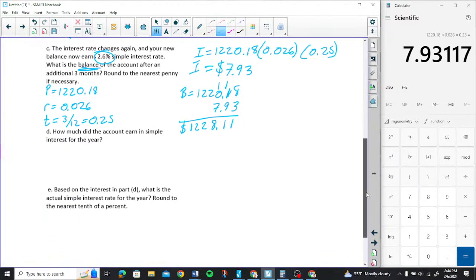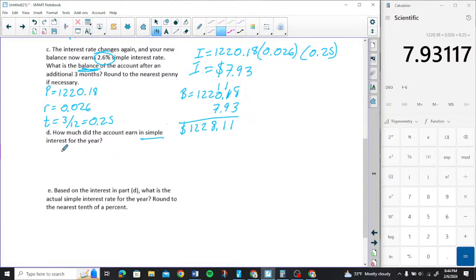So, how much did the account earn in simple interest for the year? So, if you look, we ended up with 1228.11, and we started off with 1,200. So that means that we've made $28.11 over the course of the year. So based on the interest in Part D, what is the actual simple interest rate for the year?